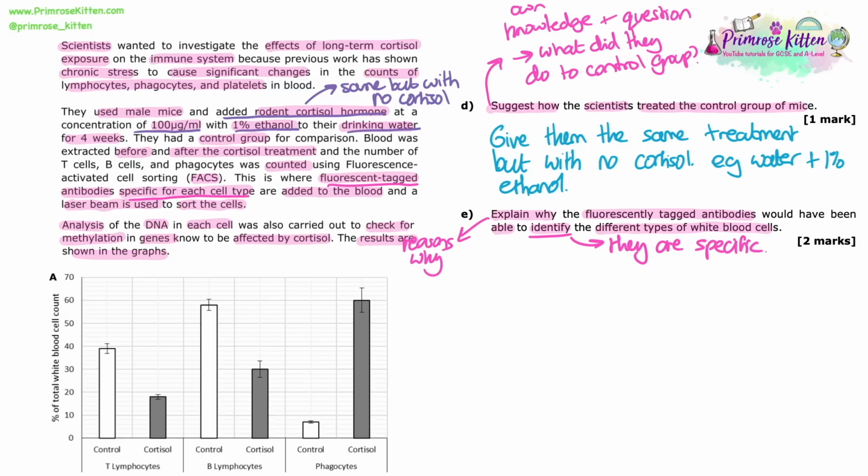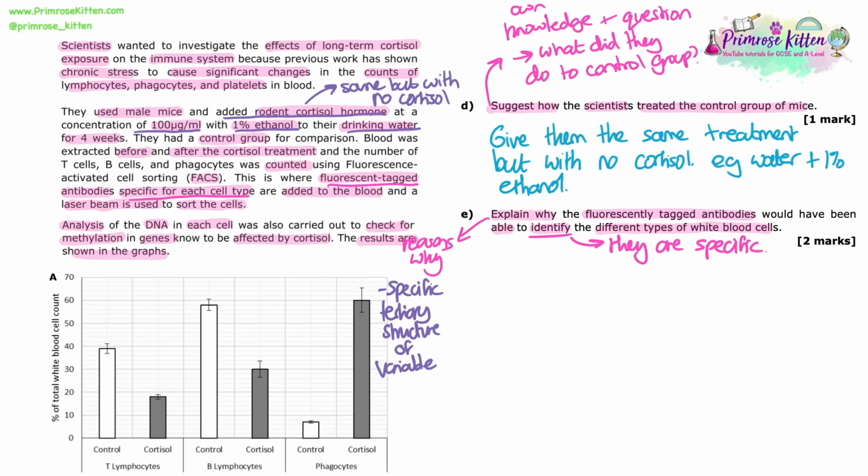It said they're specific for each cell type in the question. So we should know what that means. That means that they are specific, which means they're only going to bind to one of the cell types. And then we just need the reason why they're only going to be able to bind to one of the cell types each, and that'll be due to their tertiary structure.